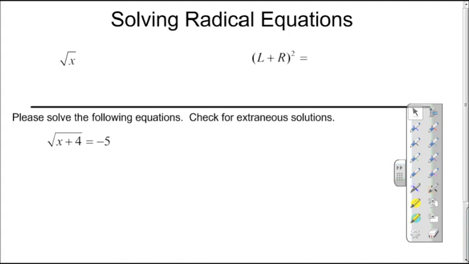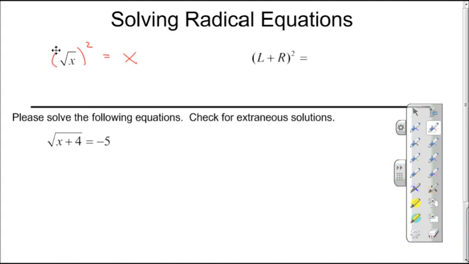Okay, a couple of things I just want to review very quickly here about solving radical equations. Very simple property up here: if you had the square root of x and squared it, you would in fact just get x. And that is something you should understand because squaring and square rooting are inverses of each other, so they undo each other.